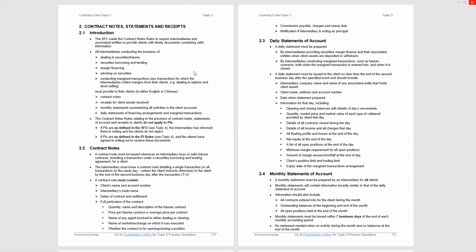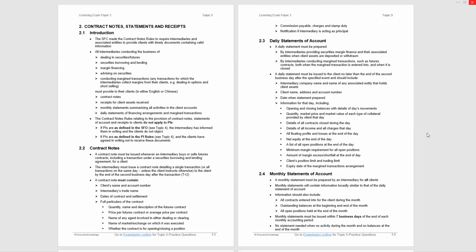So a contract note must contain the name and account number of the client, the intermediary's trade name, date of contract and settlement, and full particulars of the contract, specifically the quantity, name, description of the futures contract, price per futures contract or average price per contract, name of any agent involved in either dealing or clearing, name of the market exchange on which it was executed, whether the contract is for opening or closing a position, commission payable, charges and stamp duty, and notification if the intermediary is acting as a principal.